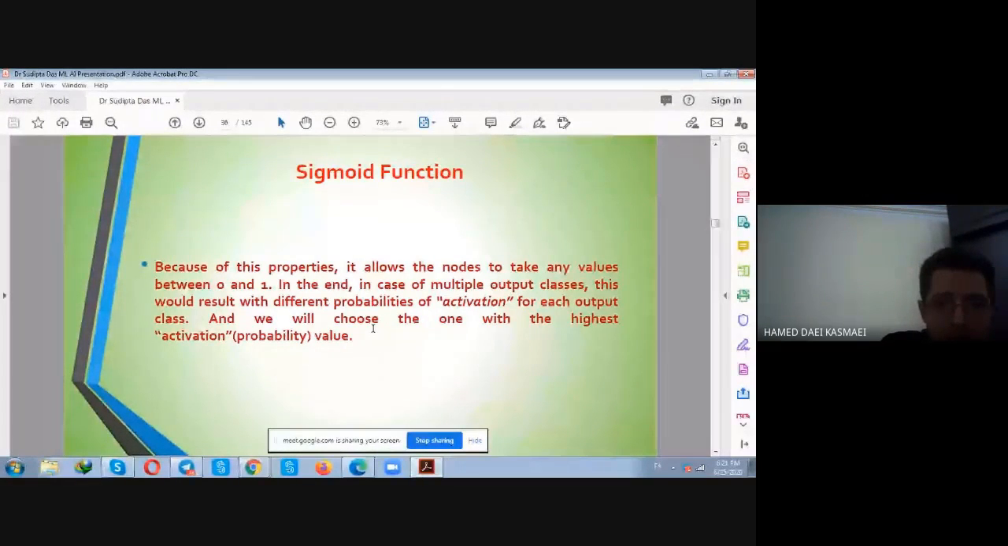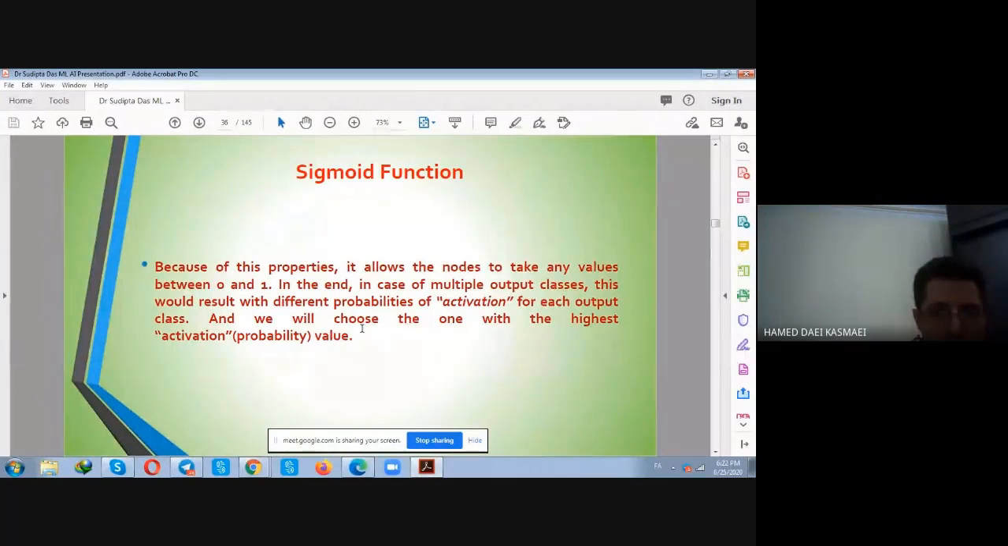In the end, in the case of multiple output classes, this would result in different probabilities of activation for each output class, and we will choose the one with the highest activation probability value.